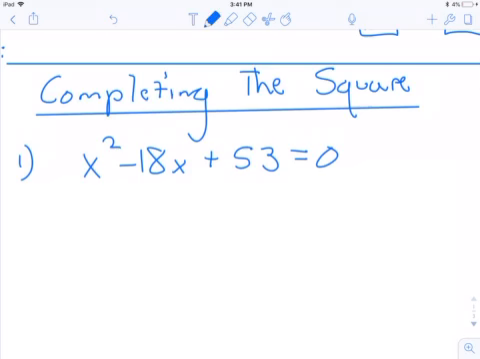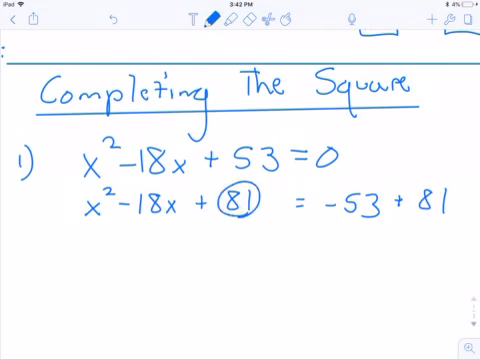Well, what we can do is we can subtract 53 from both sides. So we have negative 53 on the right, and we'll just bring down the x squared and the negative 18x. Now, I can add a value here that's going to make me able to factor the left-hand side. So I'm going to add 81 to both sides. So the question is, why did I add an 81 here?